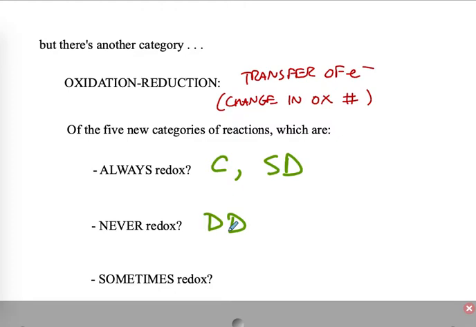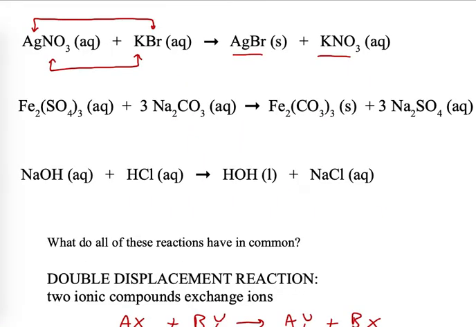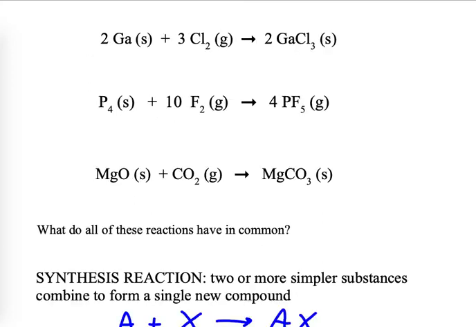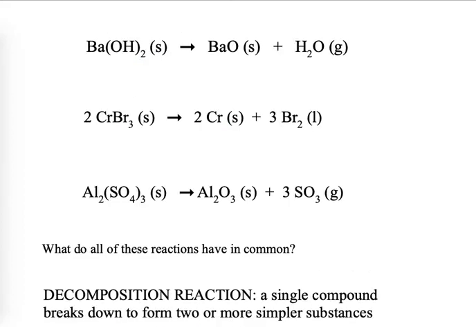Which are sometimes redox? Well, again, using the general idea that if a chemical reaction involves a pure element on either the reactant or product side, we can go back and see that our synthesis and decomposition reactions are sometimes redox, because in these cases we can see that some of these reactions involve pure elements, but the third one does not. Here, likewise, some of these involve pure elements, but others do not.